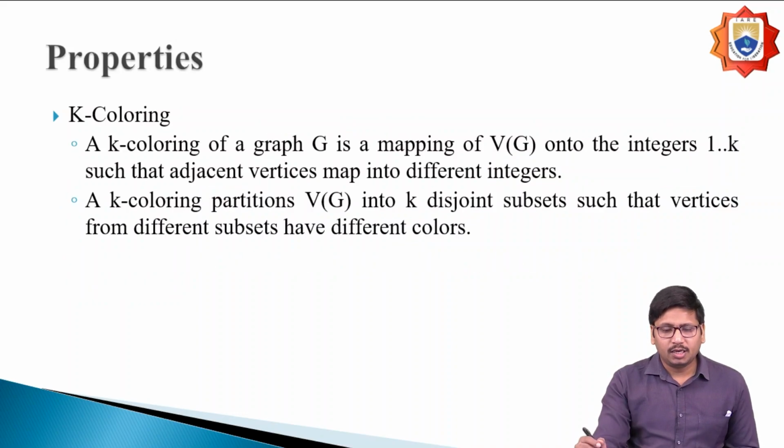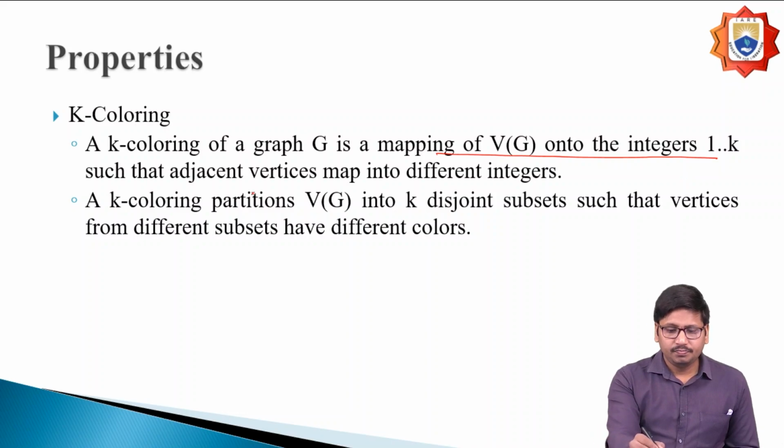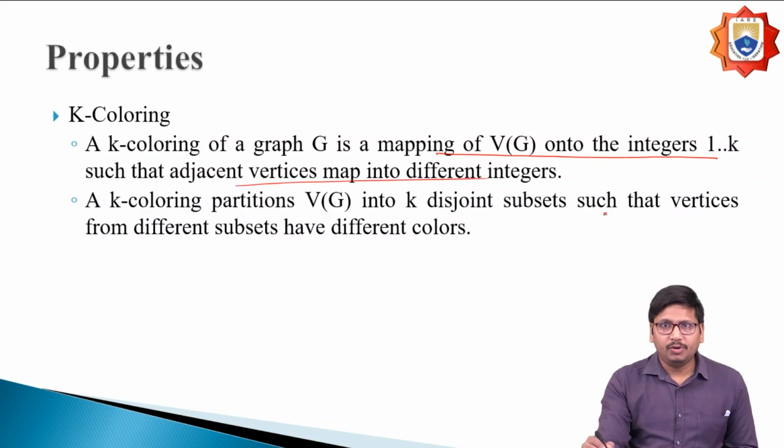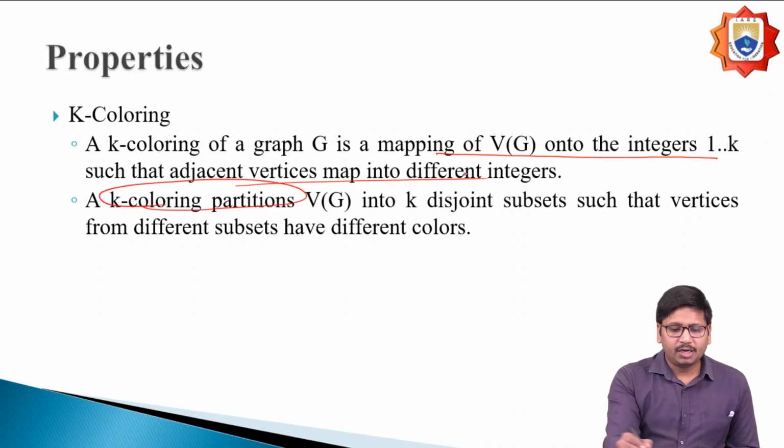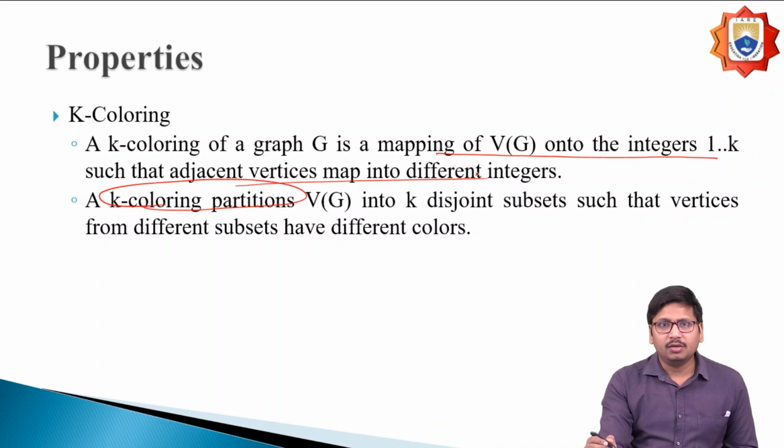So what is this K coloring of the graph? The K coloring of the graph is the mapping of vertices onto the integers 1 to K such that the adjacent vertices are mapped into different integers. So the K coloring partitions the graph into K disjoint subsets such that the vertices from different subsets have different colors.